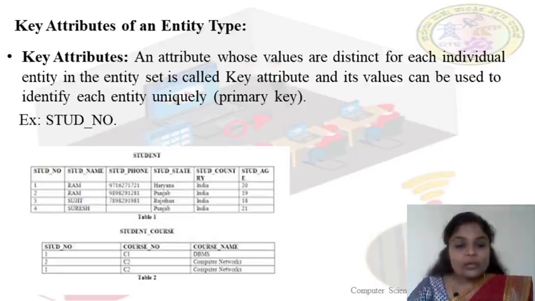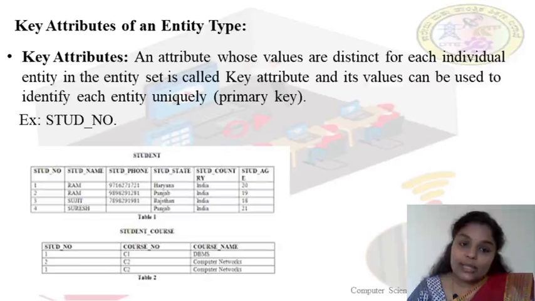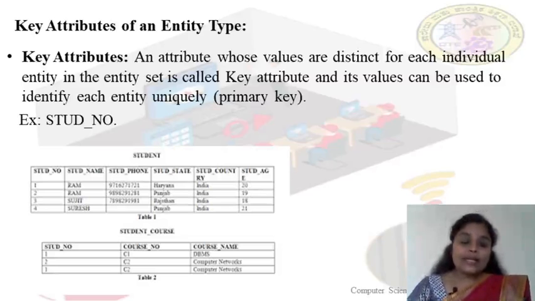In your class also, can 2 students have the same roll number? No. 2 students can have the same name. In the same class, 2 students can have the same name. But can 2 students have the same roll number? No, they are not supposed to have the same roll number. So we are giving an individual ID to each and every student of a class.